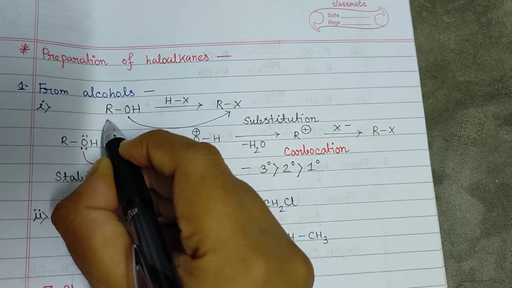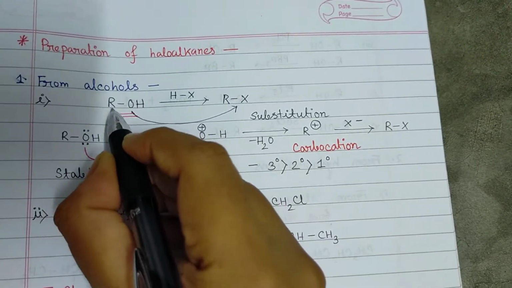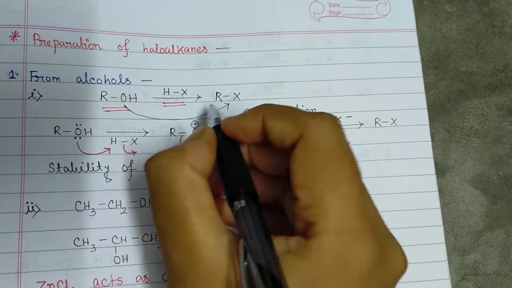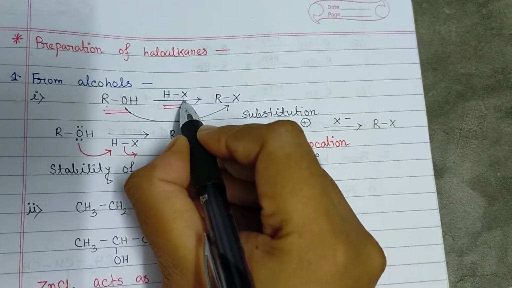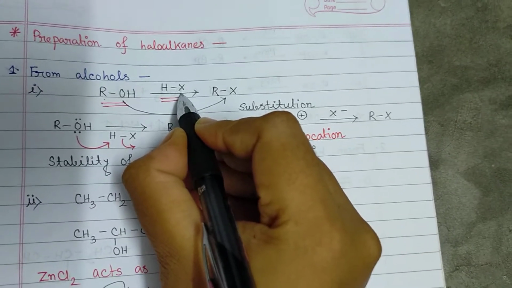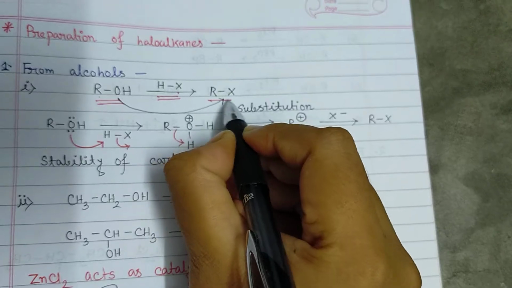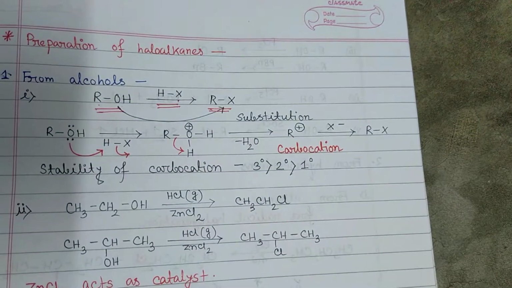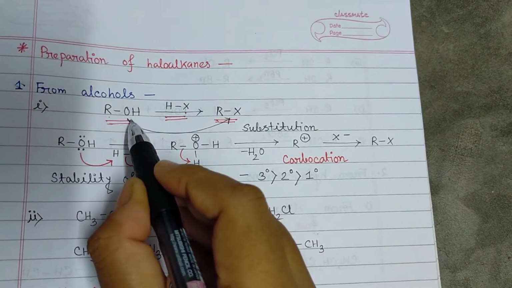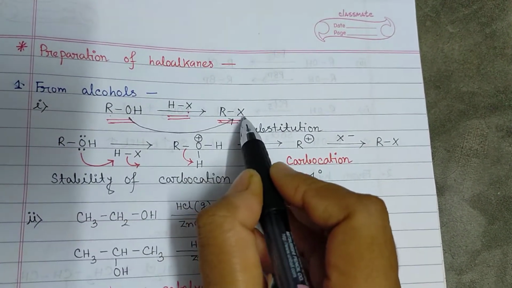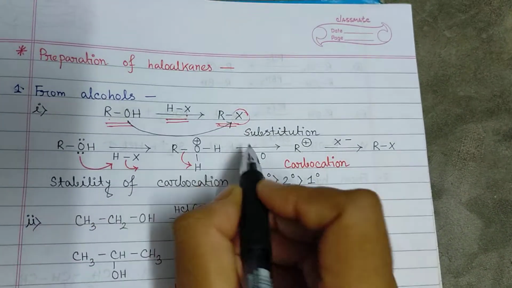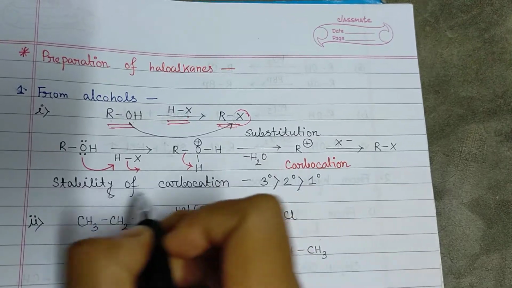As we know, this is the general formula of alcohol, ROH. If we add a halogen acid like HX, that means HCl, HBr, HI, HF, any one of the halogen acids, we can have the substituted product in case of alcohol. So here we can see that the OH group has been substituted by the halogen and we get the alkyl halides. So this is the substitution reaction.